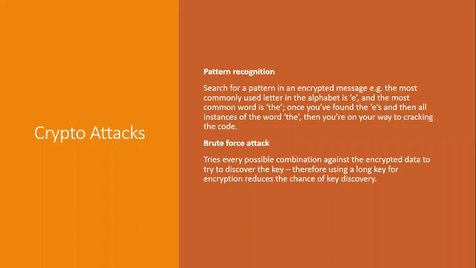What are the different crypto attacks? Well, there are many crypto attacks actually. So please don't accept this as a given that these are the only ones, because there are many different crypto attacks out there. But pattern recognition is a method of crypto attacks where the cyber criminal will search for a pattern in an encrypted message. The most commonly used letter in the alphabet is said to be E, the letter E. And the most common word is 'the', T-H-E. So once a cyber criminal, or a hacker, has found all the E's, and then all the instances of the word 'the', they're well on their way to cracking the code.